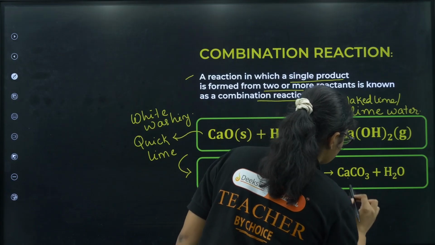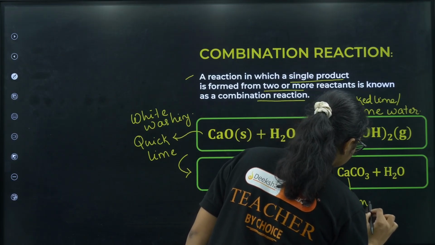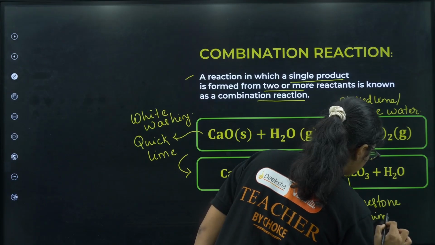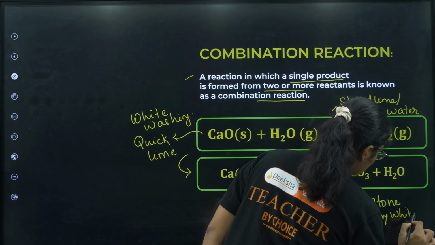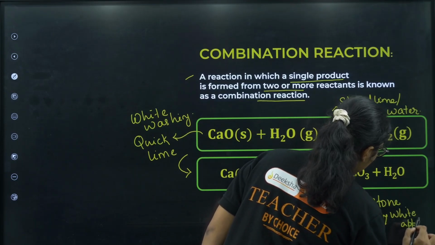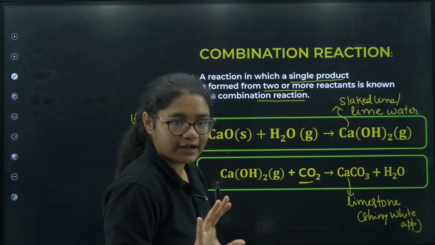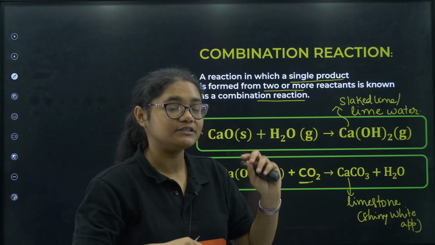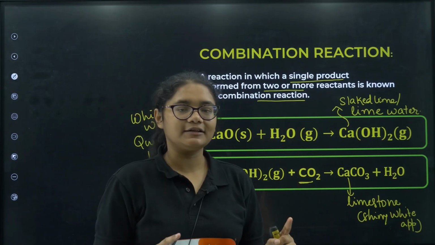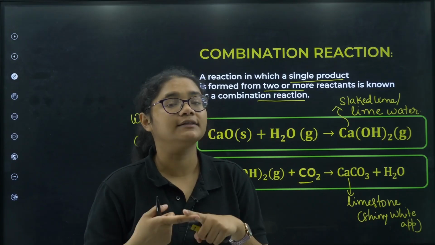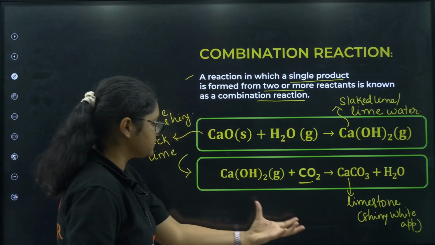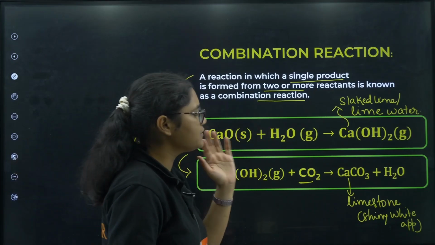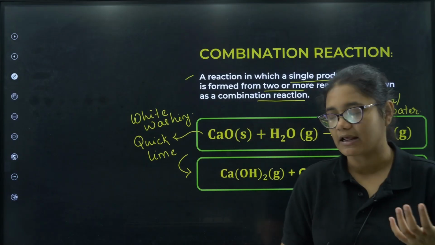And this calcium carbonate is called limestone, which has a shiny white appearance. The water formed here gets evaporated, and now on the wall we have calcium carbonate, which has a shiny appearance, and that is why the walls shine after the painting. So, all these questions can be asked from these two reactions. The example can also be asked, and this whitewashing story can also be asked.